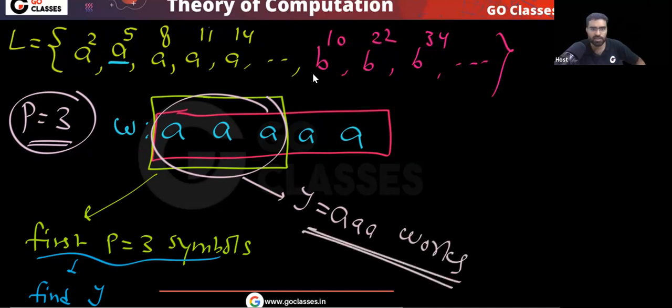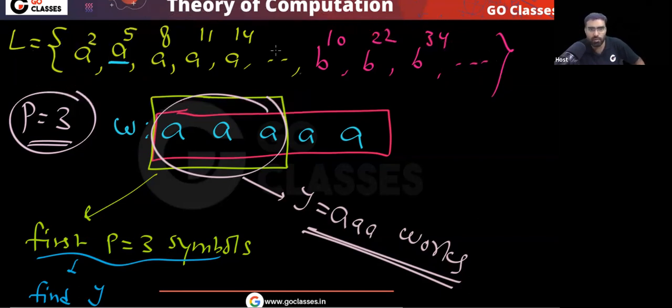This y equal to 3a works. Now you tell me, if this string is pumping for p equal to 3, this string is pumping. So can I say p equal to 3 will work for L? For this language, p equal to 3 will work. For p equal to 3, this string is pumping. So can I say for this language, p equal to 3 will work?